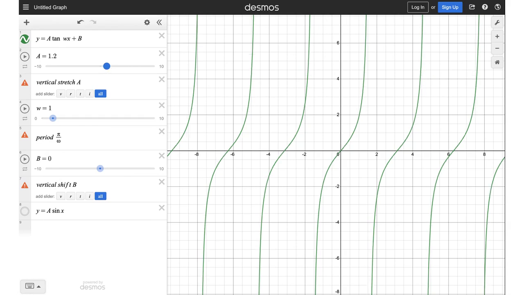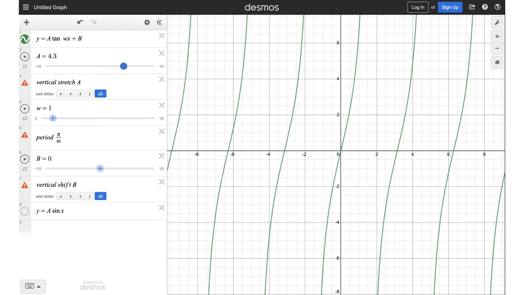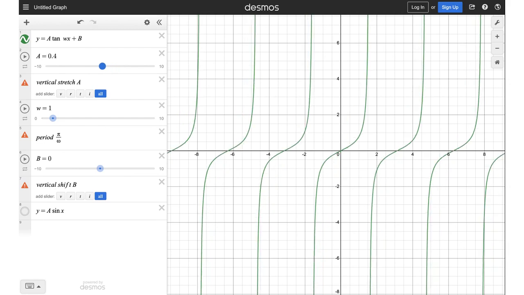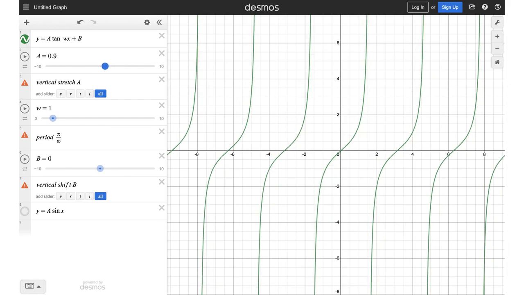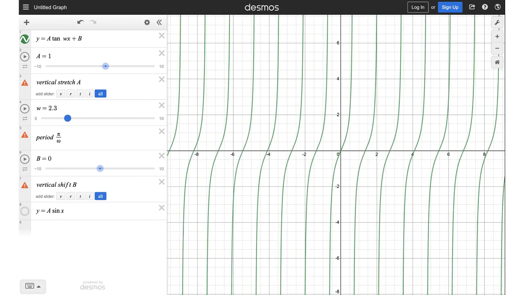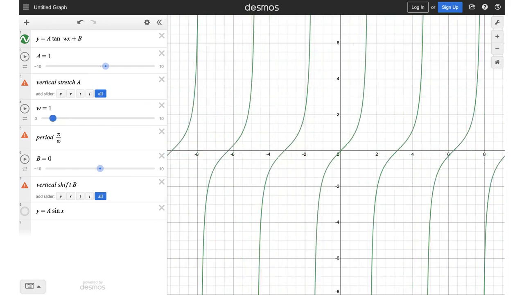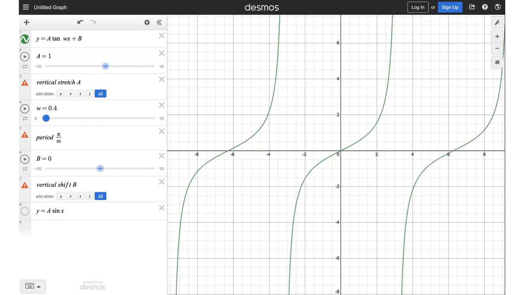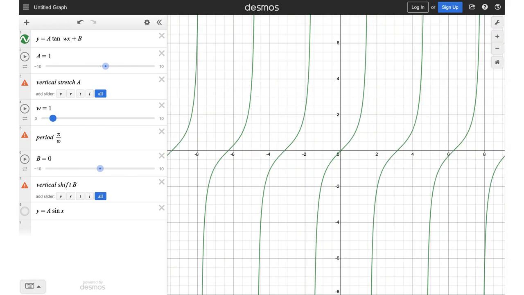If my coefficient of x is large, and it'd be really good if I was moving the right one, which I'm not. If the coefficient of x is bigger than 1, the period gets smaller. If the coefficient of x is between 0 and 1, it's going to stretch out and the period gets longer. So, theme and variations for tangent and cotangent.